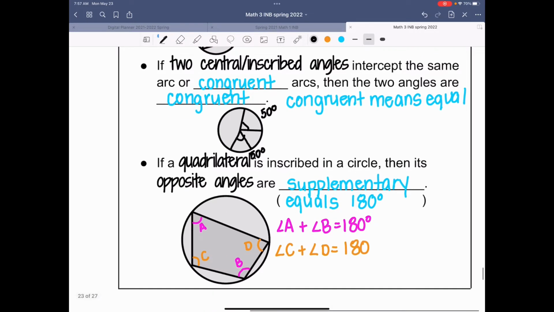All right, and the last theorem is a quadrilateral. So remember, a quadrilateral is a four-sided figure. If a quadrilateral is inscribed, so inside the circle, then the opposite angles are supplementary. Now, supplementary means that it's equal to 180 degrees. So, for example, angle A is opposite of angle B. So, A plus B is 180 degrees. Same thing here, C is opposite of angle D. So, C plus D is 180 degrees. So what we're going to do is we're going to look at some examples, and then you guys are going to practice these.